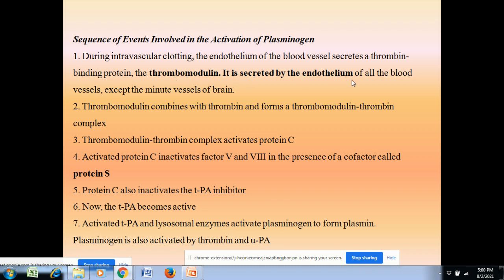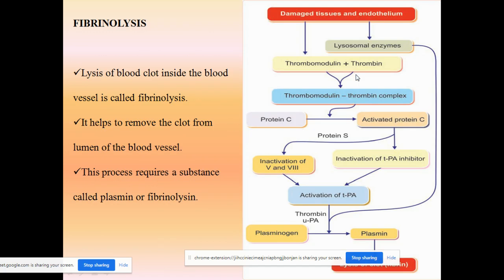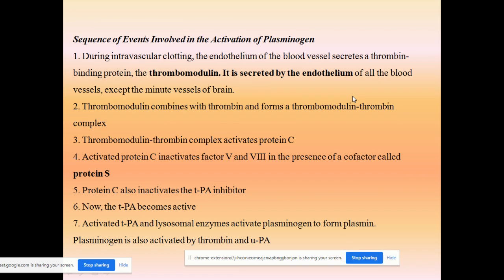So it is secreted by the endothelium of all the blood vessels except the minute blood vessels of the brain. Okay, what did we see? Thrombomodulin is secreted, we saw, right? See, thrombomodulin combines with the thrombin to form the complex. So this is what we have seen. Thrombomodulin combines with thrombin and forms a thrombomodulin-thrombin complex.